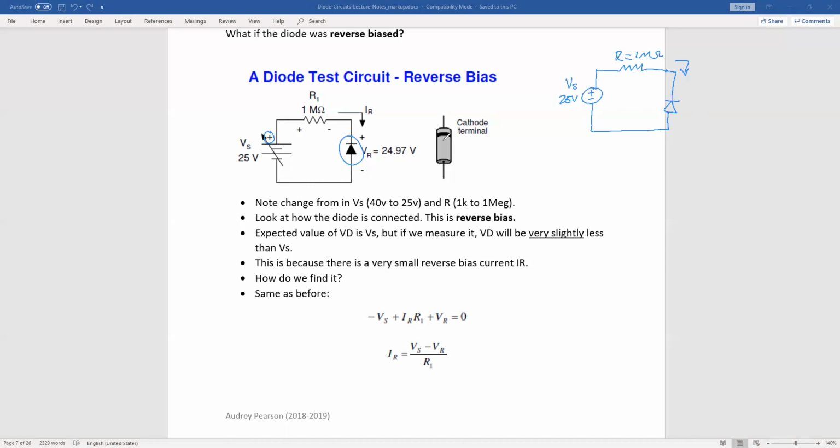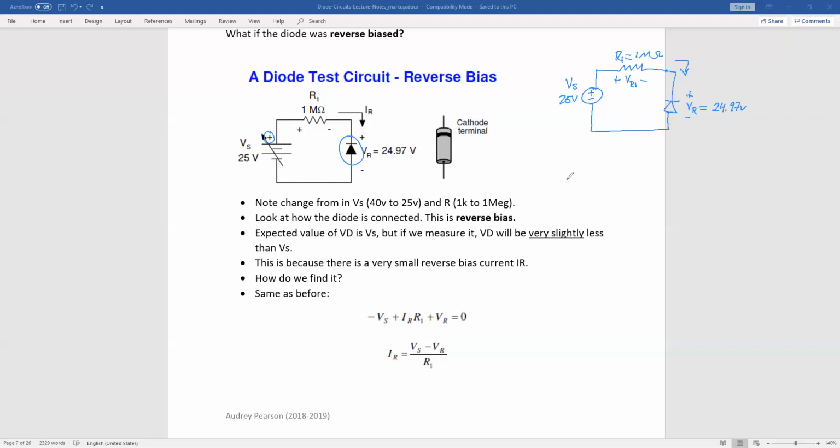And what we measure, and we'll just say that we measured this in a lab, and we found that VR, and we're using VR here to indicate reverse bias voltage, not resistor voltage, but the reverse bias voltage of the diode, is 24.97 volts. Okay, and since this is now being indicated VR for reverse bias diode voltage, we'll say that this is R1, and this voltage across the resistor is VR1. Okay, because we have to have some voltage drop there as well.